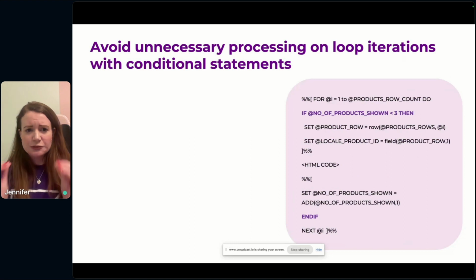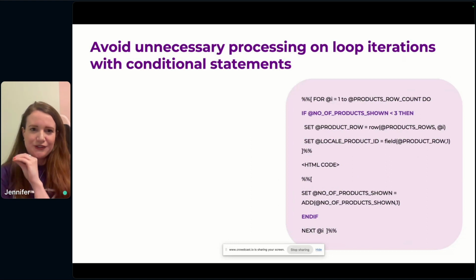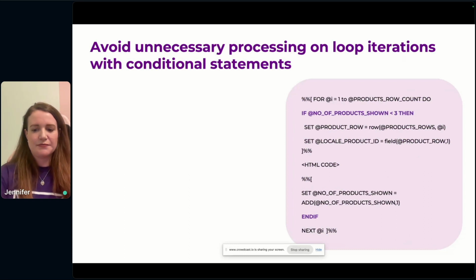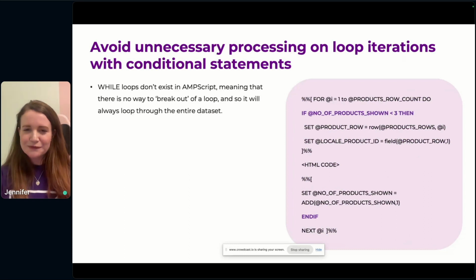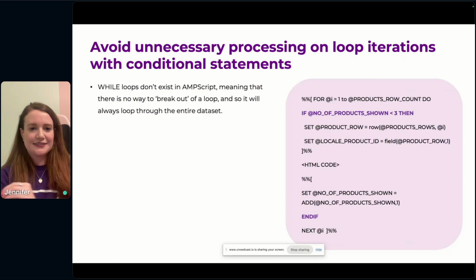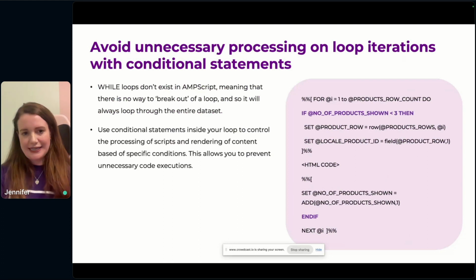Another point on loops that I'd like to shout about is a way to avoid unnecessary processing on your loop iterations with conditional statements. I have prayed to the AMPScript gods, I assure you, but unfortunately while loops don't exist in AMPScript. A while loop in other programming languages is where you can set a condition to break out of a loop once that condition is met. We only have for loops, which means there's no way to actually break out of a loop, so it will always loop through the entire data set.